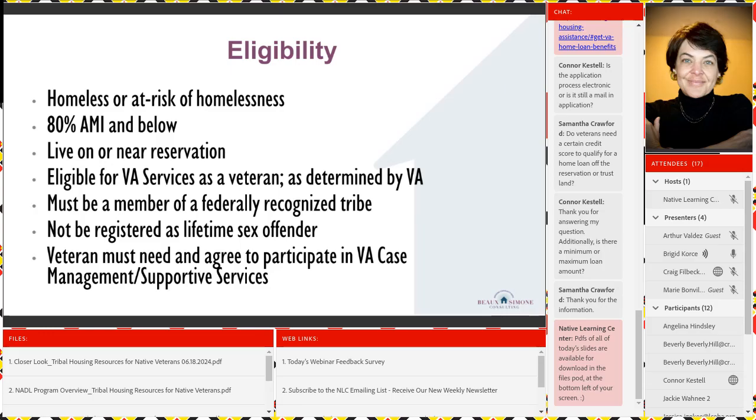However, every adult member of that household, including the veteran, but including their adult children, their spouses, parents, whatever, are all screened to make sure they're not in the lifetime sex offender registry, which makes them ineligible for this program. Veteran must need and agree to participate in VA case management and supportive services. So they have to be deemed eligible by the case manager at the VA to need these services to remain housed, and they must be willing to sign a case management agreement with that social worker at the VA.